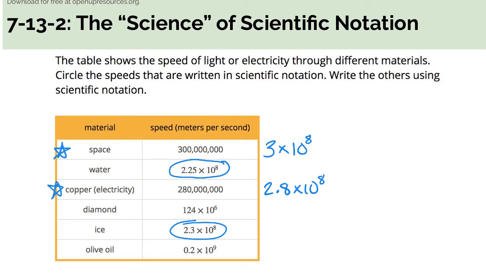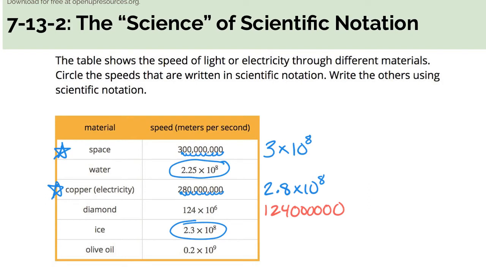What happens is that if I put my decimal right after the 3, so that my first digit is between 1 and 9, I could see that I would need to move my decimal 8 places to the right to get back to my expanded form. So then that means it'd be 3 times 10 to the 8th. Very similar down here for copper. I would put it right there. So it's 2.8. So my first digit is between 1 and 9. And if I moved it 8 times, I would get back to my expanded form.